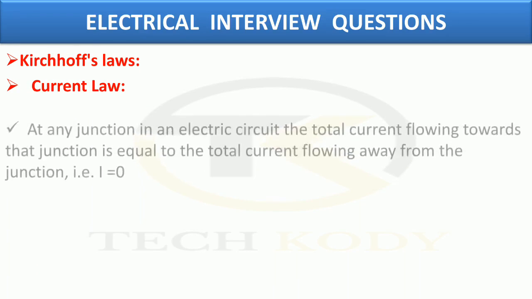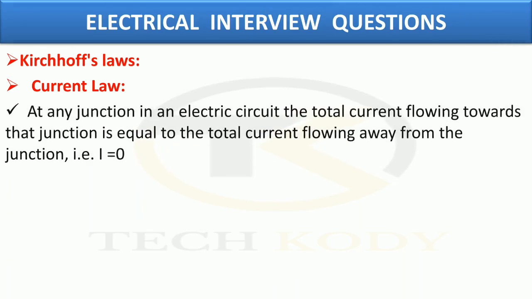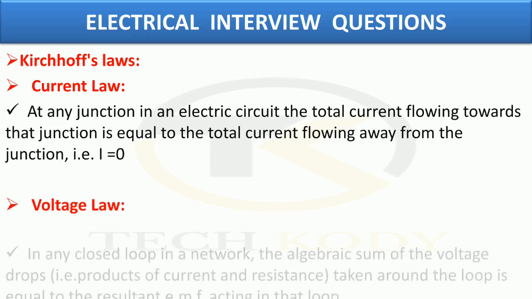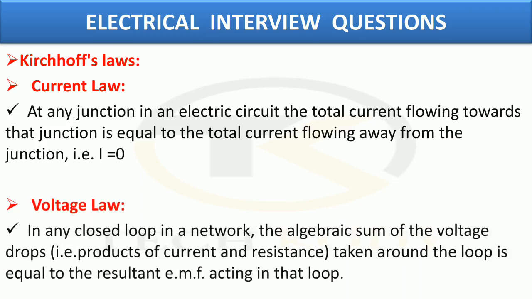The next question, what is Kirchhoff's current law? Kirchhoff's current law: at a junction in an electrical circuit, the total current flowing towards the junction is equal to the total current flowing away from the junction, that is, the sum of currents I equals 0. Kirchhoff's voltage law: in any closed loop in a network, the algebraic sum of the voltage drops taken around the loop is equal to the resultant EMF acting in that loop.